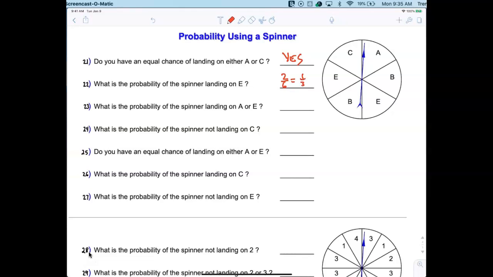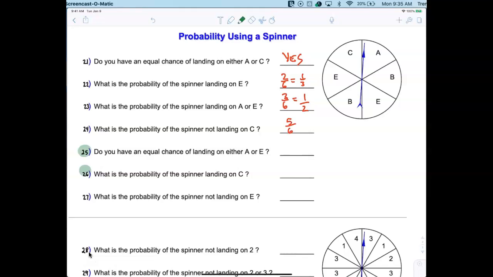What's the probability of the spinner landing on A or E? Guys, I appreciate you telling me the answer, but I prefer that you tell me there are 3 out of 6. That's the important part. 3 out of 6 reduces to what? 1/2. All right, what's the probability of not landing on C? 5 out of 6. Okay, now do me a favor.